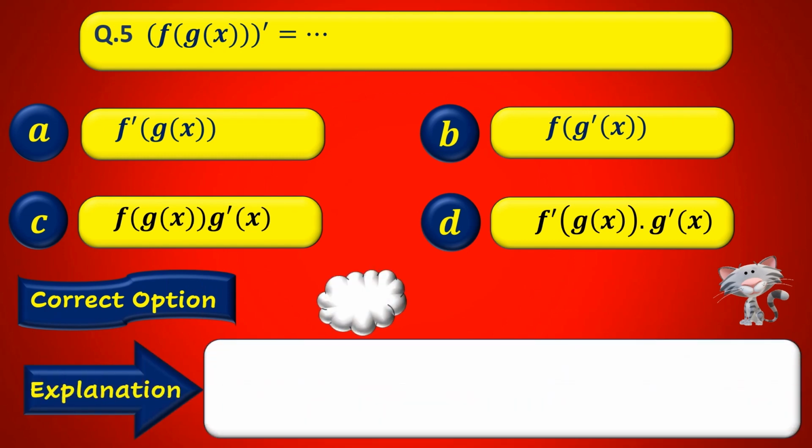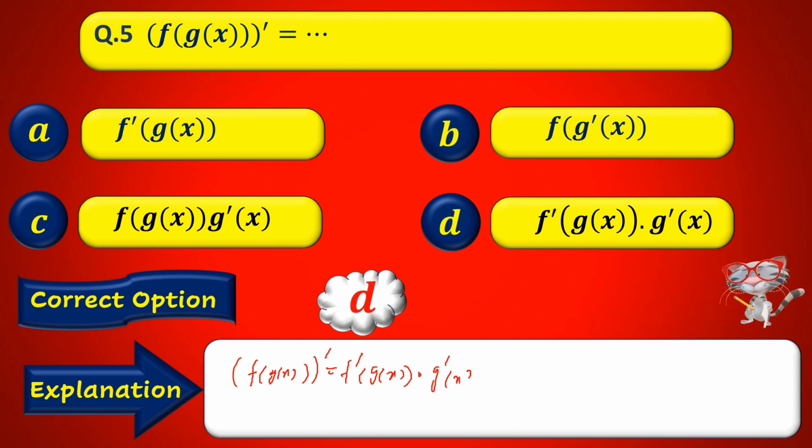This is the general definition of the chain rule. The derivative of f of g of x is equal to f dash g of x into g dash x. First we take the derivative of the outer function and then the derivative of the inner function. So the correct option is option D.